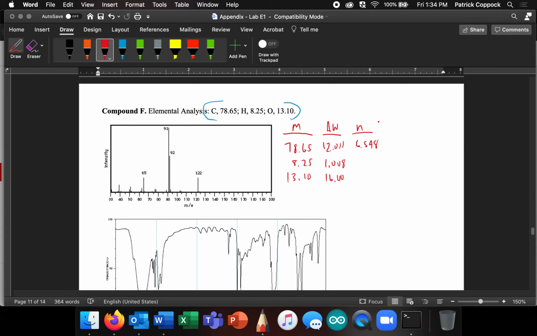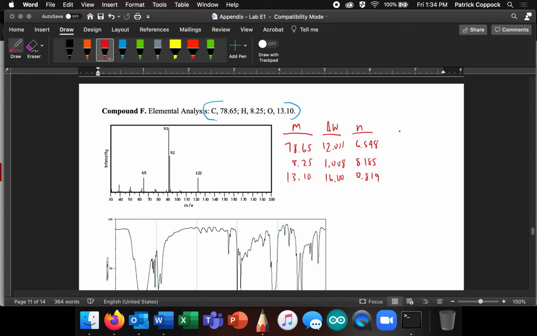8.25 divided by 1.008. My mom is in town for the weekend, and so there's a lot of background noise. Everybody's enjoying grandma. And 13.1 divided by 16. Everybody except me. I'm in here with you.